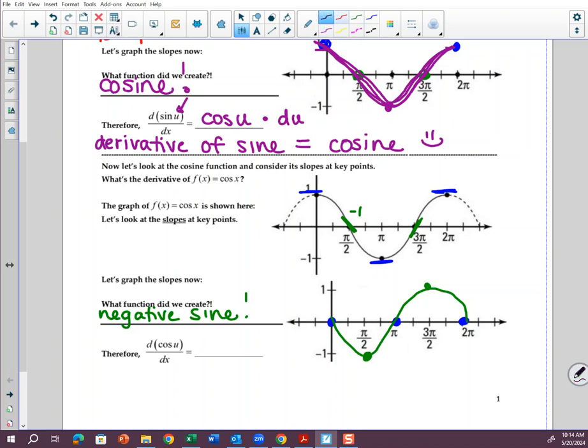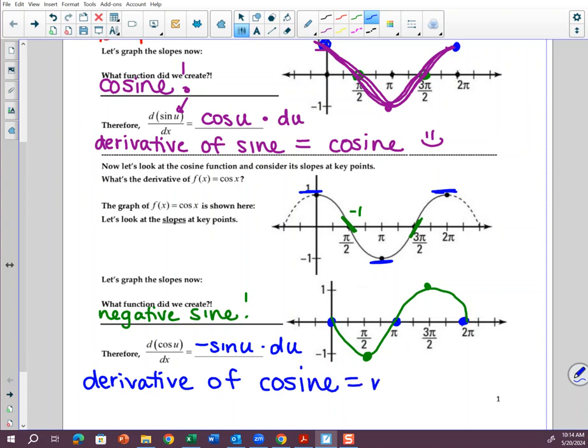And so once again, the rule is, with the chain rule part included, that when I take the derivative of a cosine of u, I'm going to get negative sine of u times du. Or derivative of cosine is negative sine, or the opposite of the sine. Two very easy rules to memorize. Derivative of sine is cosine, derivative of cosine is negative sine.